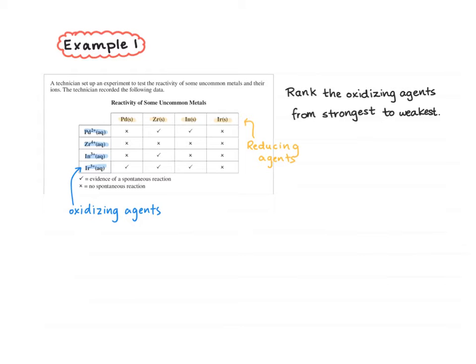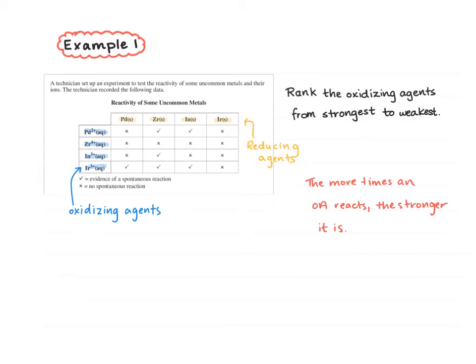Now, we can look and see how many times a given species reacts. The more times an oxidizing agent reacts, the stronger it is. So, I'm going to add a little column at the bottom. And if you look at the key here, we see that a check mark means there was a spontaneous reaction, and X means there wasn't.